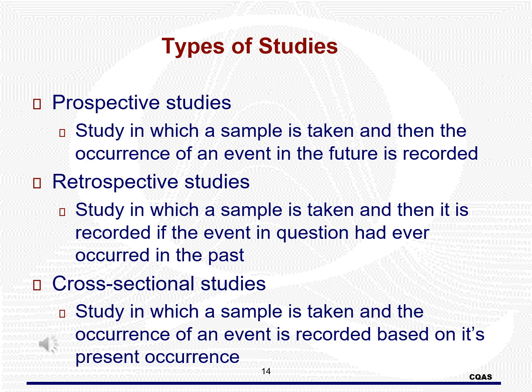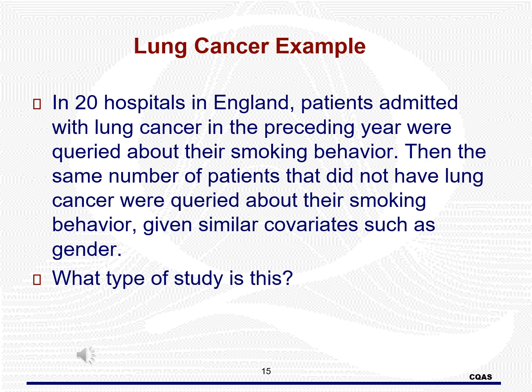Let's look at an example. This is an example based on lung cancer and smoking. The study was run in the 1930s in London, England. Patients from 20 hospitals admitted for lung cancer within the preceding year were polled about their smoking behavior. Then another set of patients, the same number, that did not have lung cancer were polled about their smoking behavior.